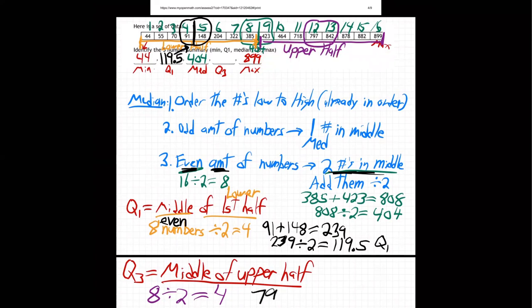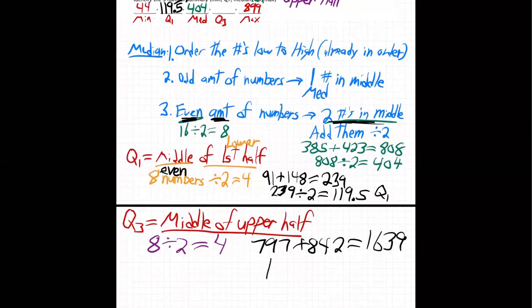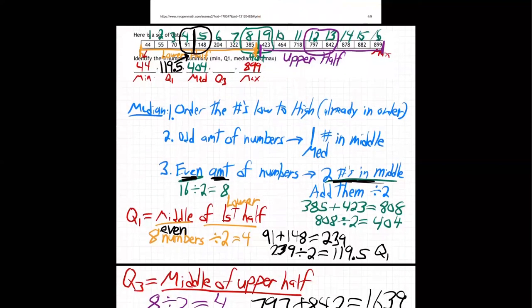So I'm going to take 797 plus 842. See what that equals. 1639. And then I'm going to take that 1639 and divide by 2. And I'm getting 819.5. That's Q3. It's right here. Q3, it's the middle of the upper half.